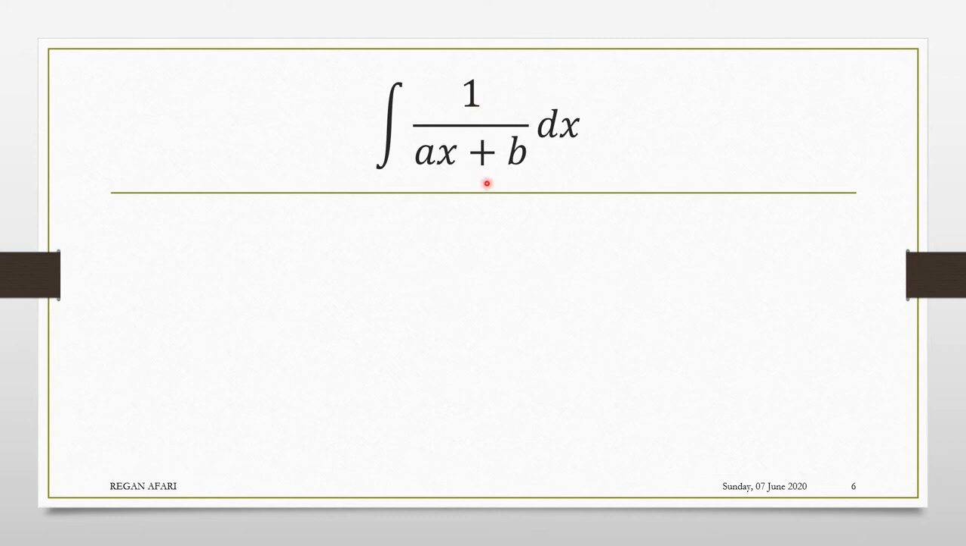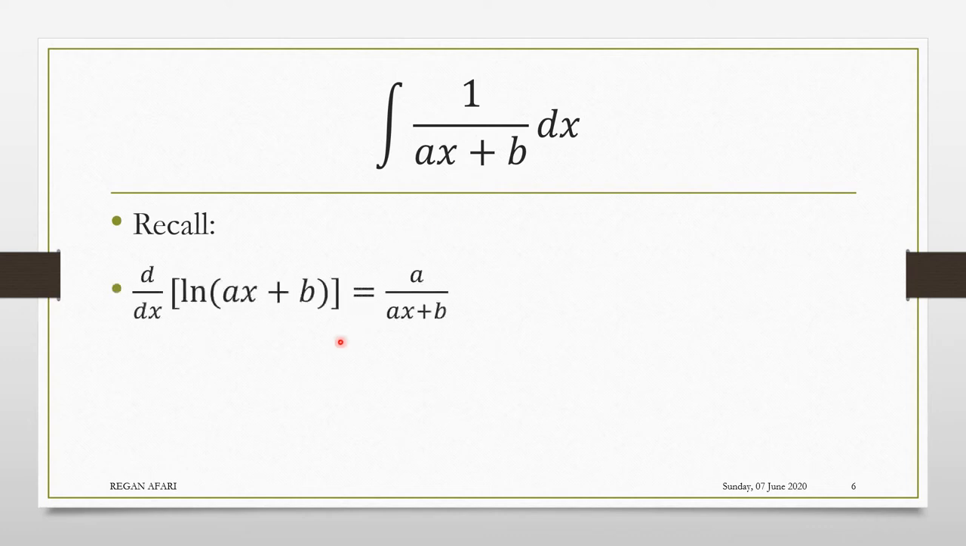Recall from our study of logarithmic functions, we said that if you have ln of ax plus b and you are to differentiate, your job is to differentiate this ax plus b, and that gives you a, and then you divide by the ax plus b. So you differentiate ax plus b, you get a, you divide by ax plus b.